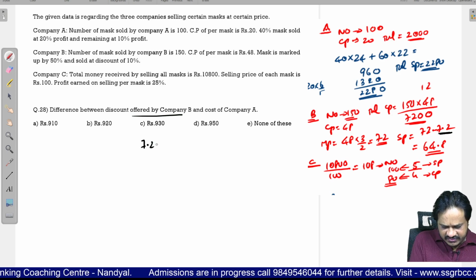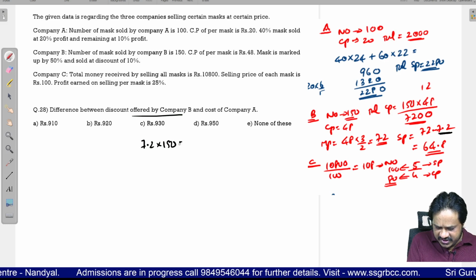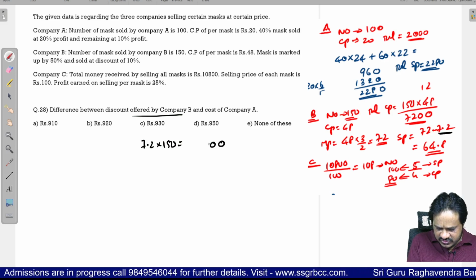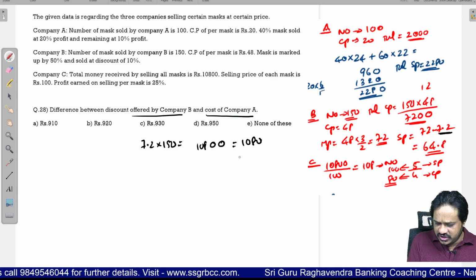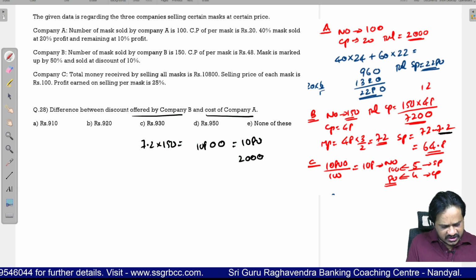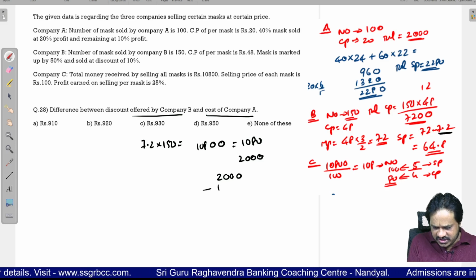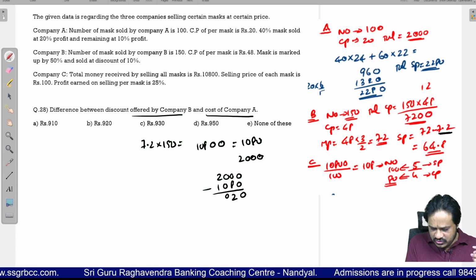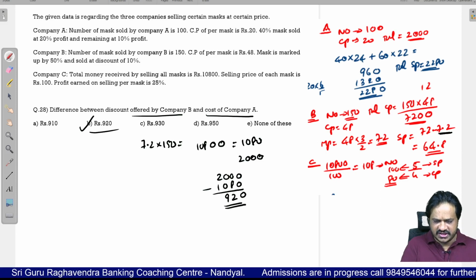We got 7.2 into, there are total how many masks? 150. So, 7.2 into 150, it is 1080. Total cost of A is 2000. You have to find the difference. So, the difference between 2000 and 1080 is 920. So, the answer is 920. Option 2 is the correct answer.